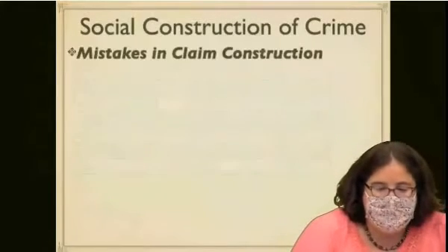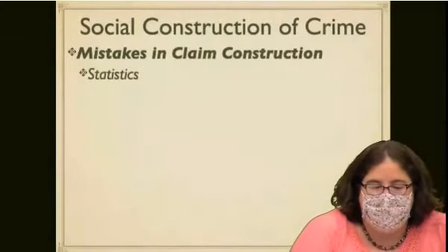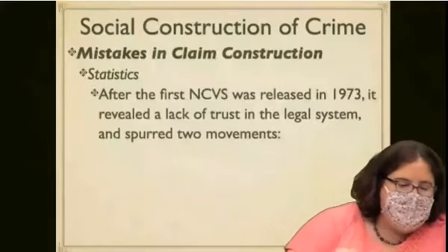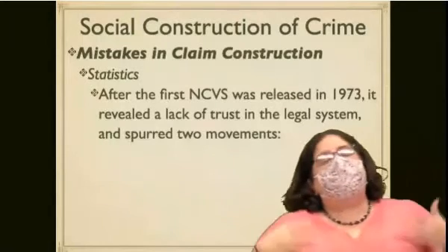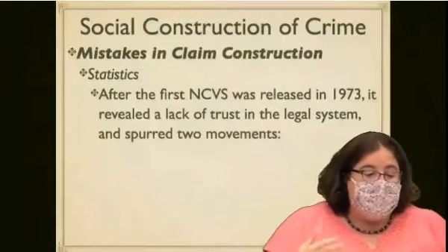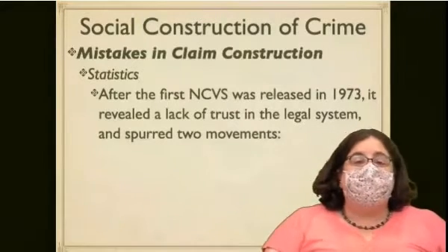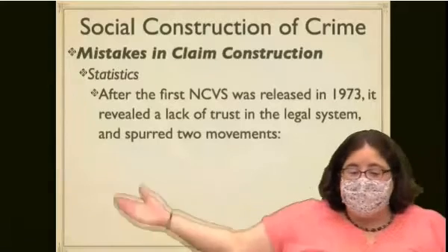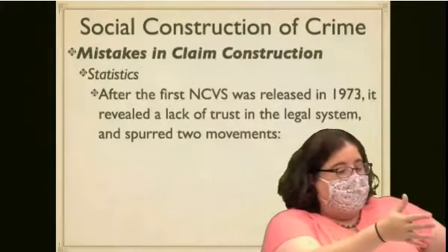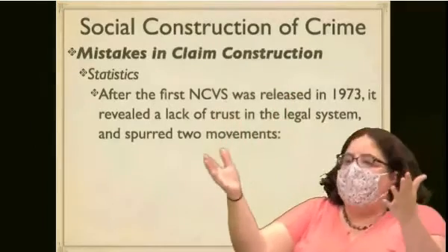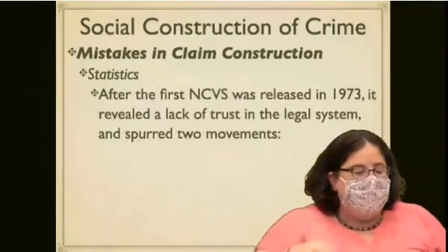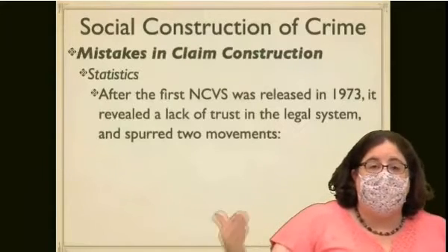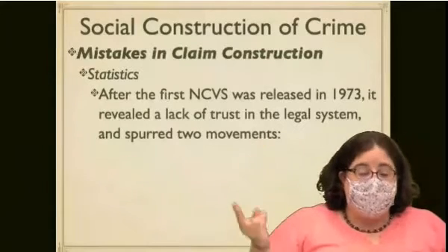In fact, after the first National Crime Victimization Survey was released in the early 70s, 1973, it revealed a huge lack of trust by the average citizen in the legal system. Because we were seeing that there's this many reported crimes and then so many more that weren't reported. And that indicated a lack of trust, that people didn't trust the system to work, so they never even reported crimes. And it spurred 2 social movements.